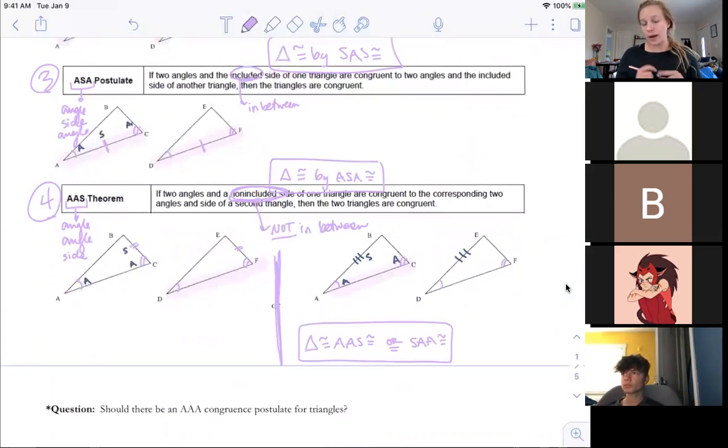I picked the 2 angles I wanted to do, so I could have picked 2 other angles and then would have just had a different side. Okay. Thank you. You're welcome. Good question. Any other questions?